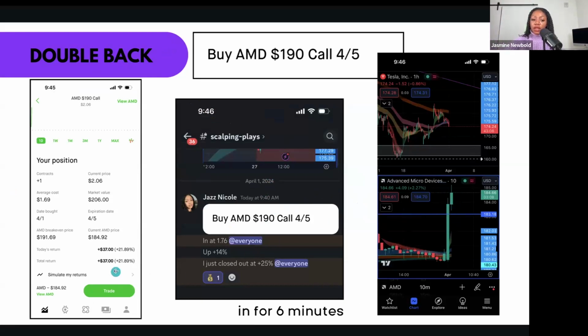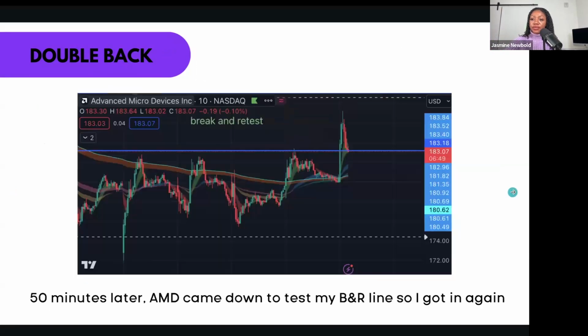That's how I made that 22%. I was riding the breakthrough. Got out, let it do its thing. I'm out the market now. I got out. It came back down, these red candles, and it retested my line. So that was 50 minutes later. AMD came down to retest my break and retest line.